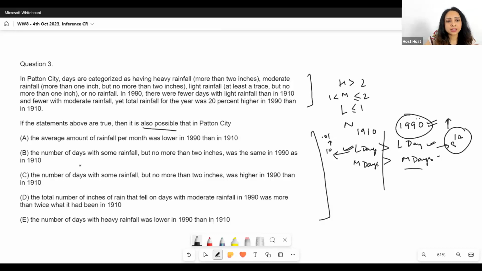So now let's look at each option. We'll just take a look at it once in case. All right. Okay.